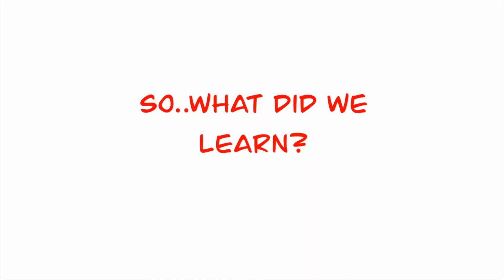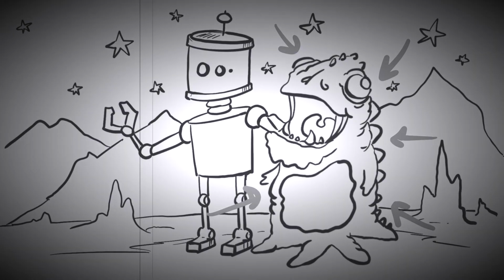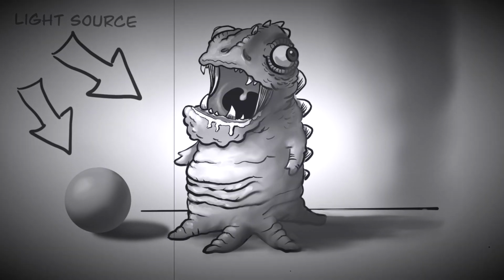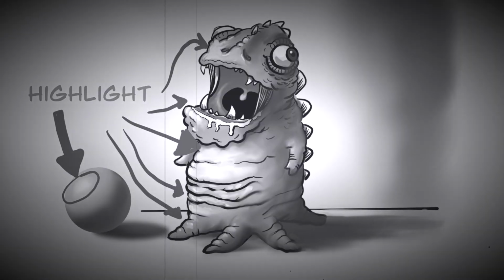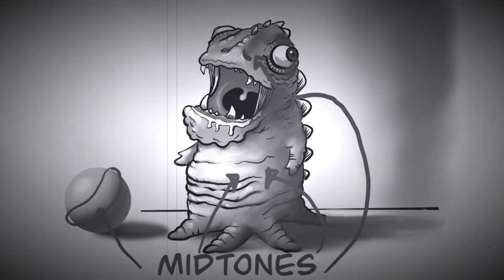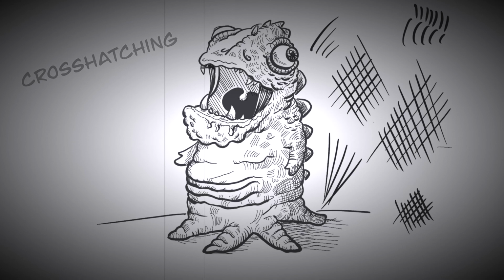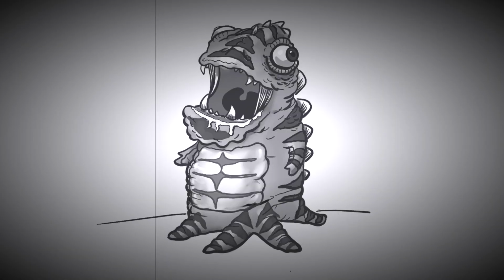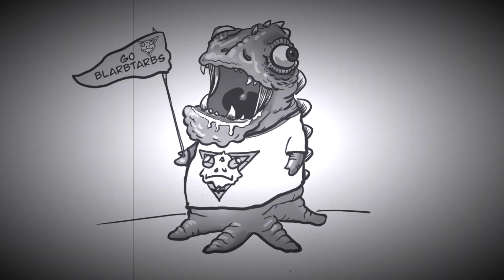So, what did we learn? Today we learned that we can take a character that we already drew and refine it. We can use shading to add roundness. And don't forget those highlights, those shadows, and those midtones. You can experiment with styles like cross-hatching and pencil shading, or add other details that help define the character through story. And remember, as the artist, you decide.